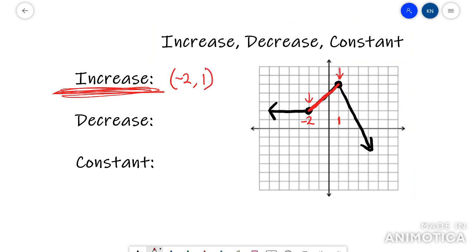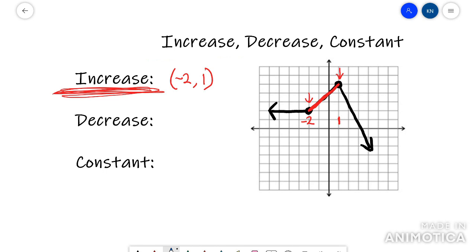Now, notice that I did not put brackets here. You do not want to use brackets on increase, decrease, constant, because if you think about it, for example, at this point right here, if I'm sitting on this point, I'm not increasing or decreasing. I'm just there. So you don't want to include that as part of your interval. Definitely use parentheses when you answer increase, decrease, constant.